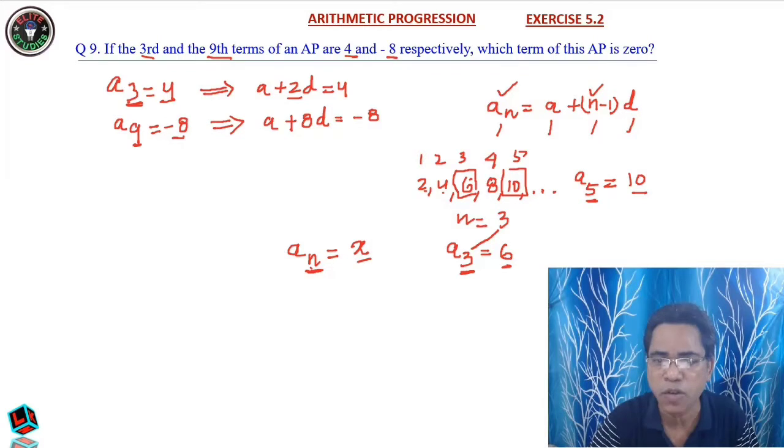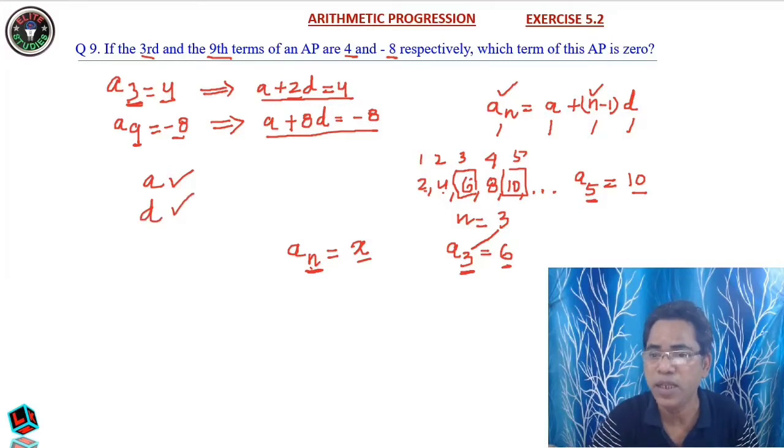So from these two equations, A plus 2D is equal to 4 and A plus 8D is equal to minus 8. After solving we can get the value of A and we can get the value of D, isn't it? By solving these two equations. Now which term of this AP is 0? So from here which term of the AP is 0?